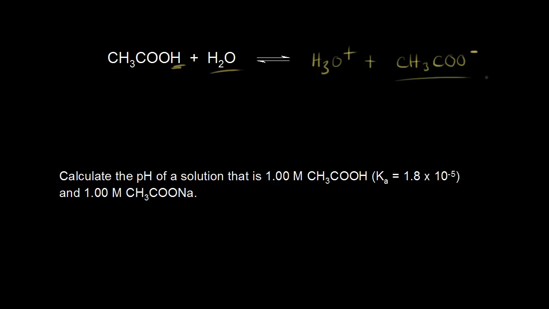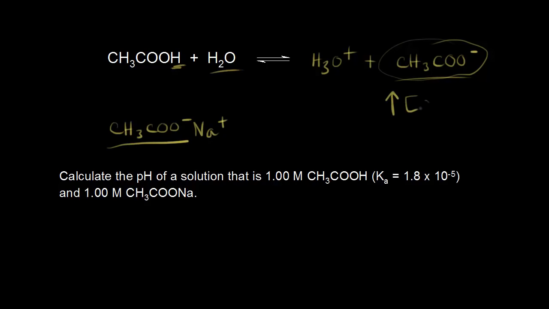What would happen now if you added some sodium acetate? So if you added some sodium acetate, let me go ahead and write this out here. So CH3COO− and Na+. If you add some sodium acetate to your solution, you now have some more acetate anions. So you're increasing the concentration of one of your products, you're increasing the concentration of your acetate anion.